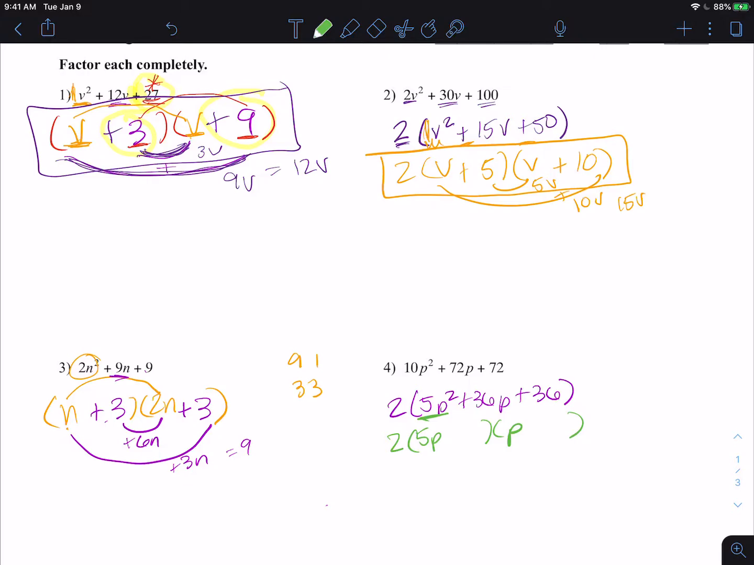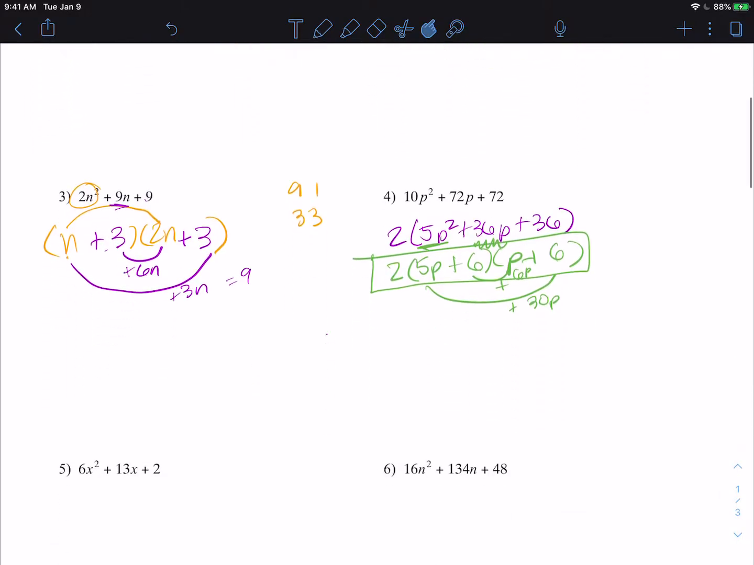We're trying to get to 72, so let's just do 6 and 6. If I do 6 and 6, this gives me 6p, this gives me 30p, which gives me 6p plus 30p, which gives me 36p. Then I make sure that my signs can work. I need both of these to be positive. So then I end up with 2 times 5p plus 6 times p plus 6. And then this is my answer.